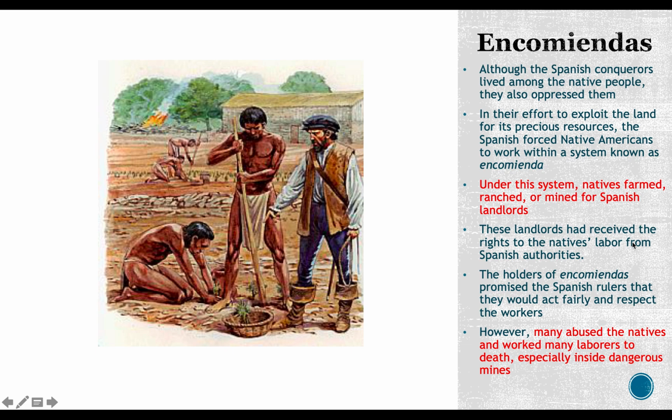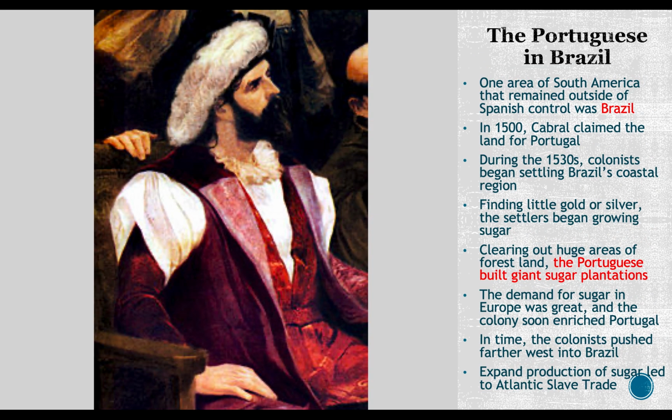These landlords had received the rights to the natives' labor from the Spanish authorities. So Spain, that was an ocean away, was like, yeah, you can go ahead and do that. The holders of the encomiendas promised the Spanish rulers that they would act fairly and respect the workers. Yeah, right. However, many abused Native Americans and worked many laborers to death, especially in the dangerous mines.